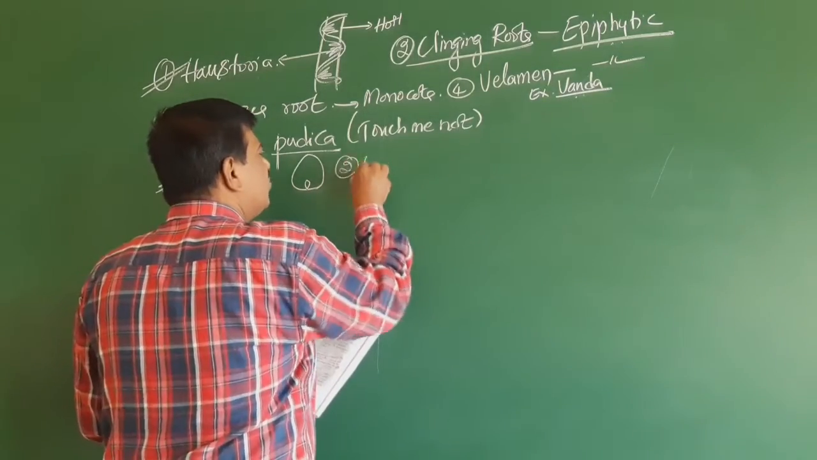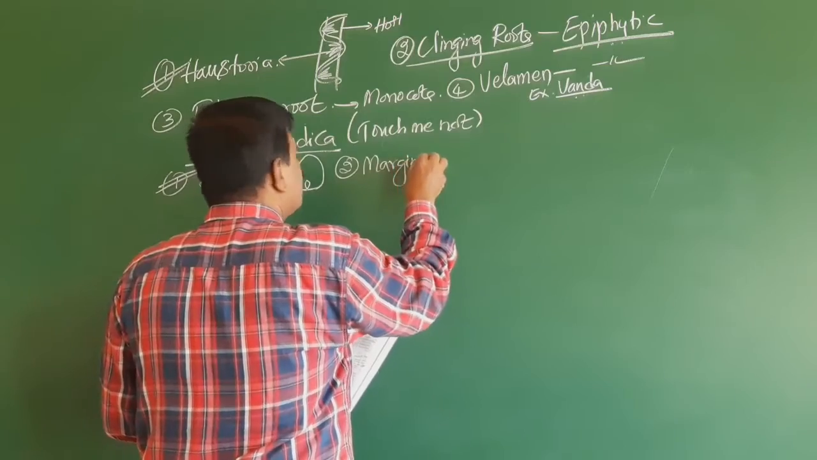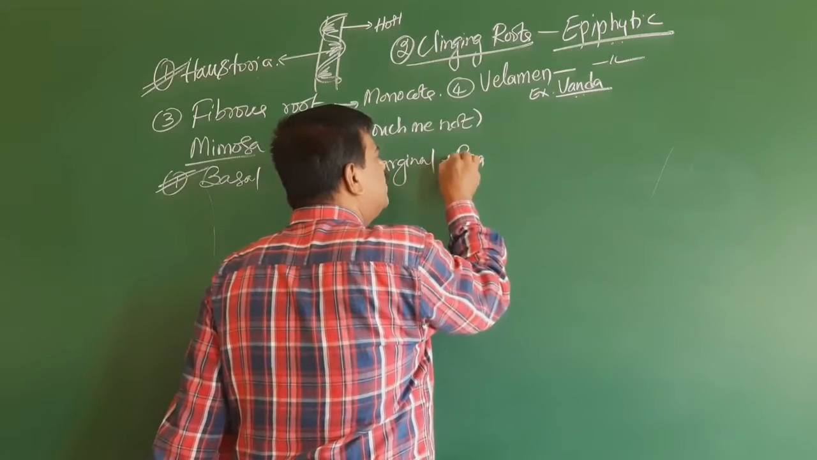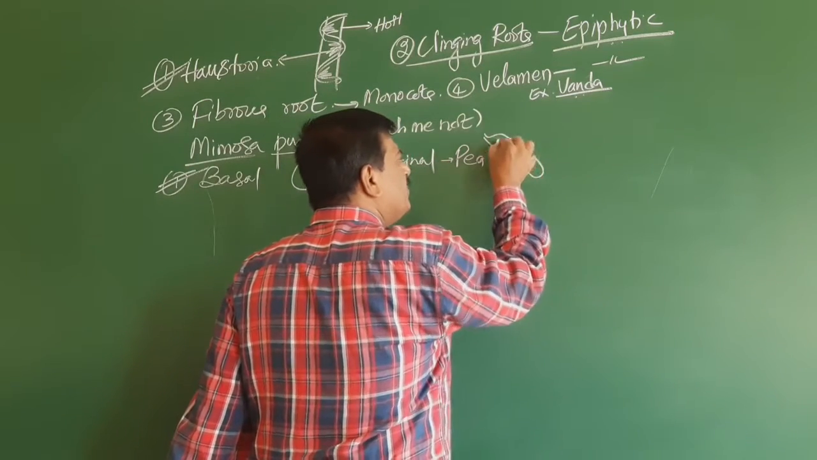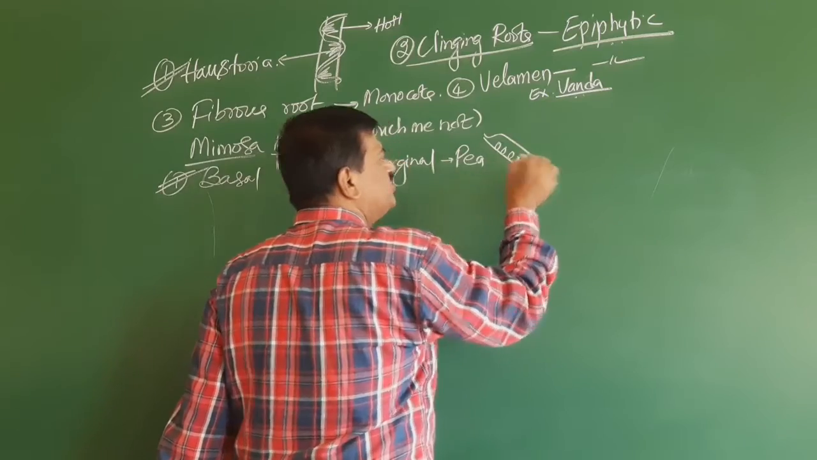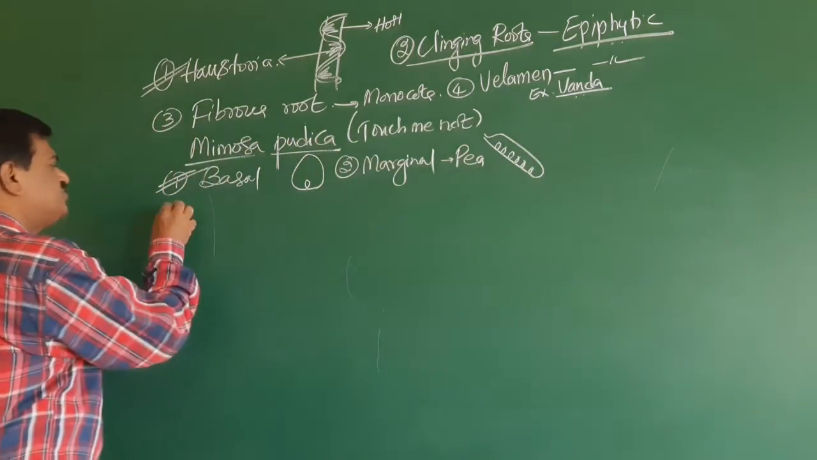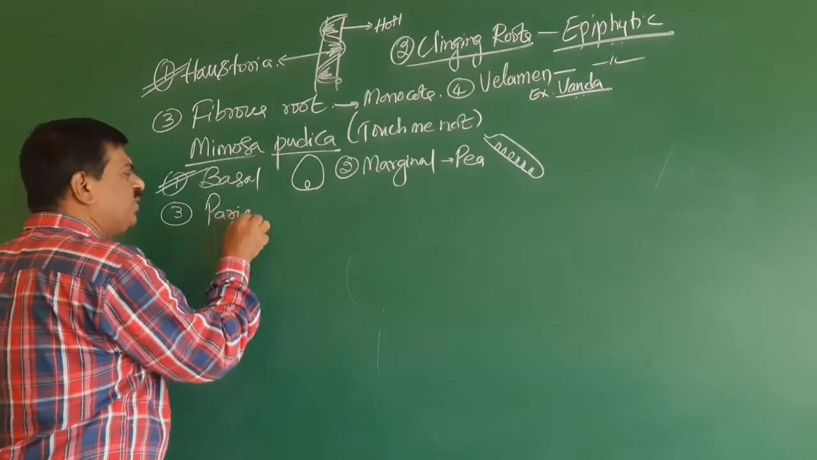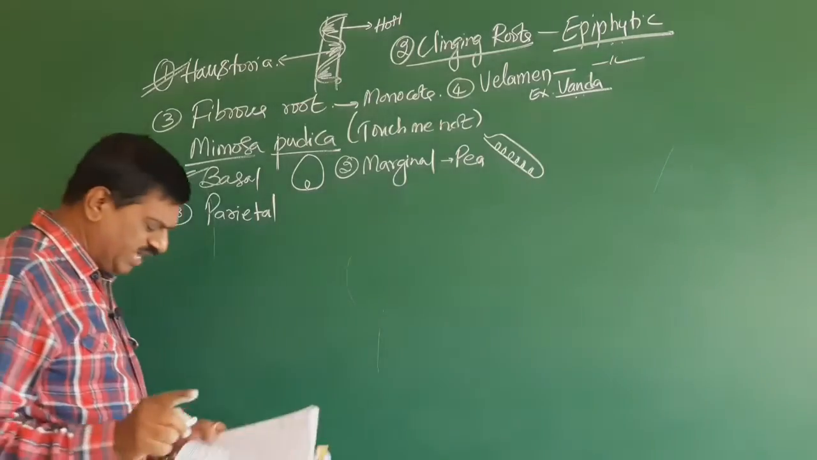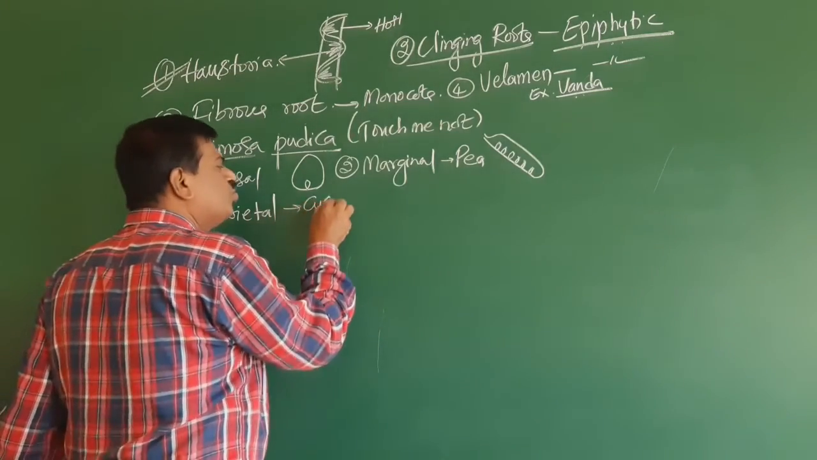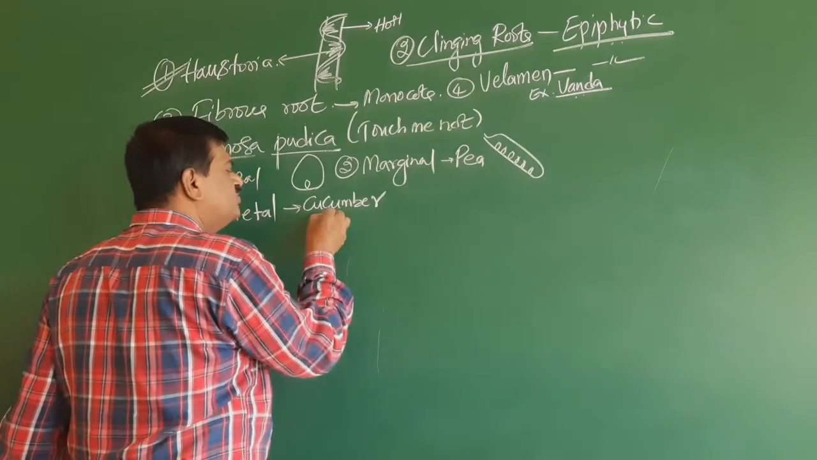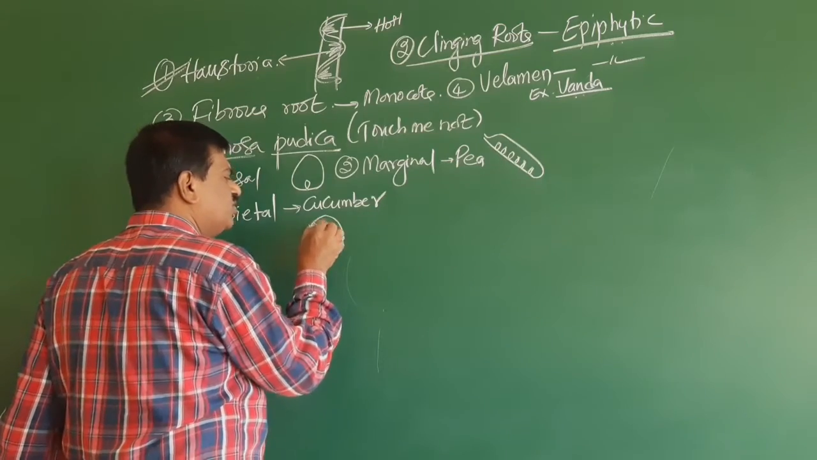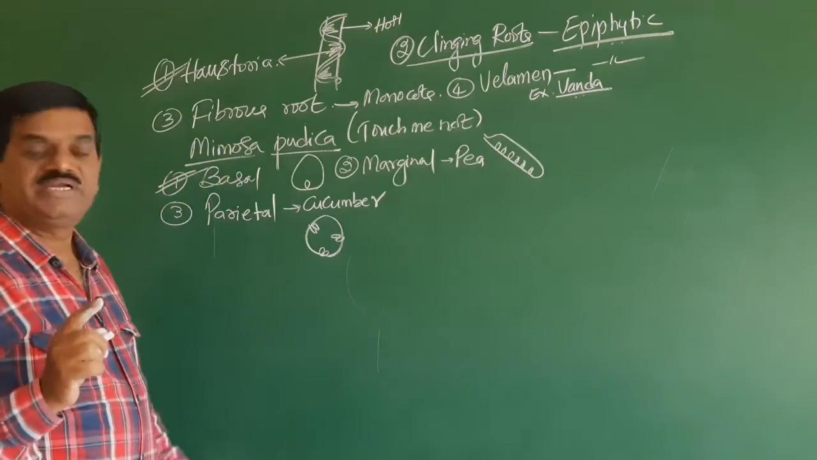The second one is called as marginal placentation. So marginal placentation can be noticed in a pea plant, and there is a presence of the placentations towards one margin, hence it is called as marginal placentation. So when we go for the next option called as parietal placentation, it can be noticed in cucumber. Here the placentations are present towards the periphery, hence it is called as parietal placentation.